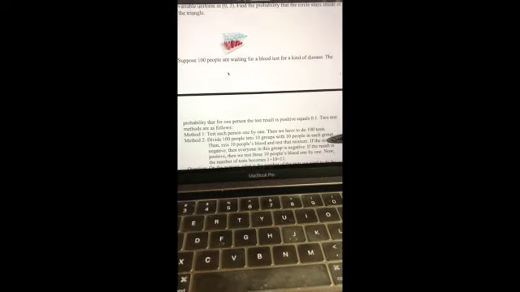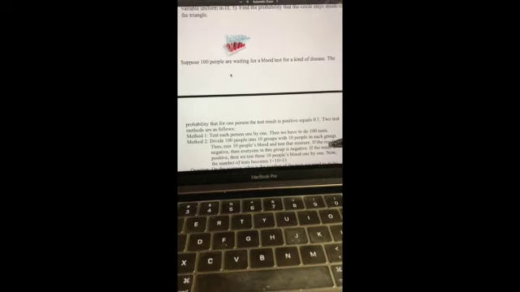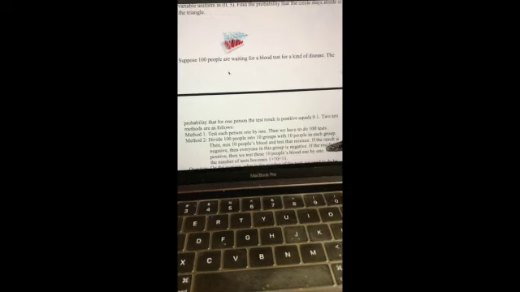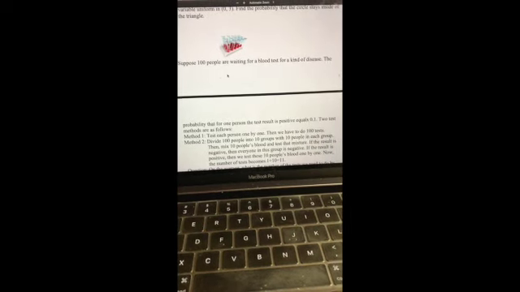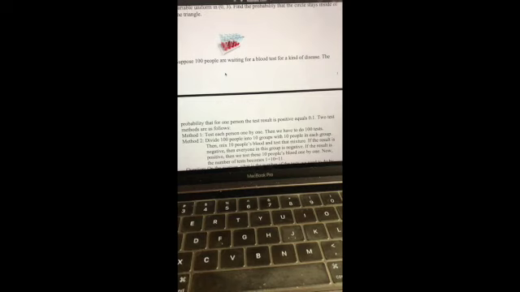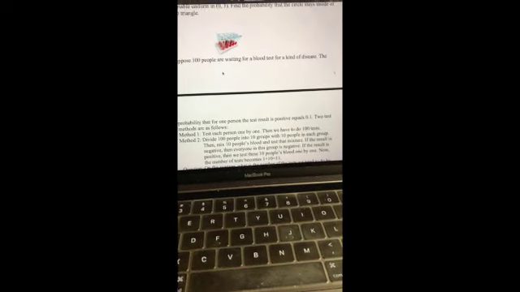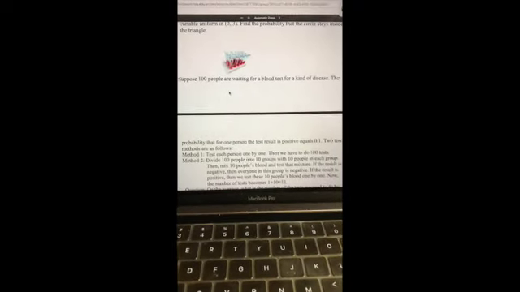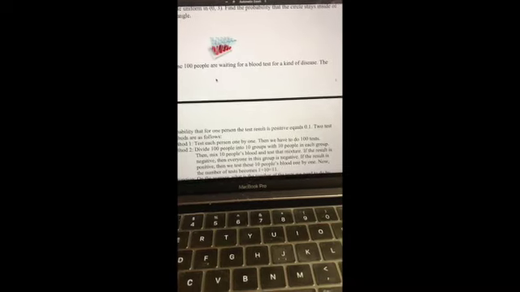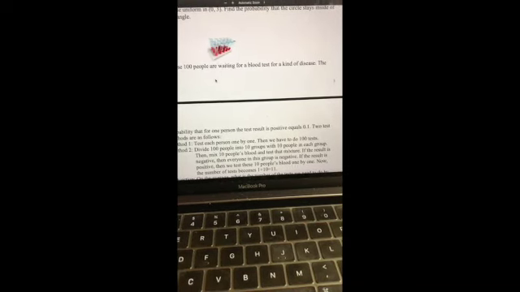Method 2 divides 100 people into 10 groups with 10 people in each group, and then mixes the blood in the group, and then we test the blood for the group. If the blood is negative, then everyone in that group is negative. If the result is positive, then we have to test all people in that group one by one. And then for that group, we need 11 tests.